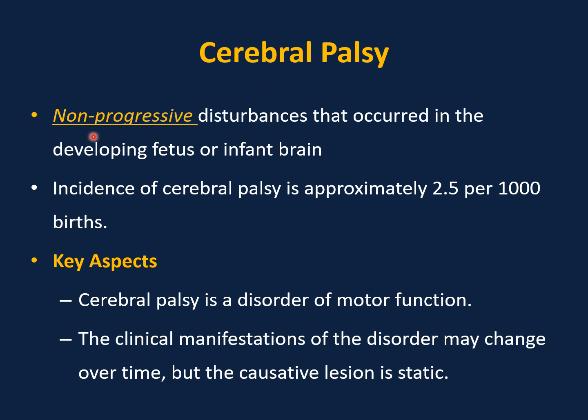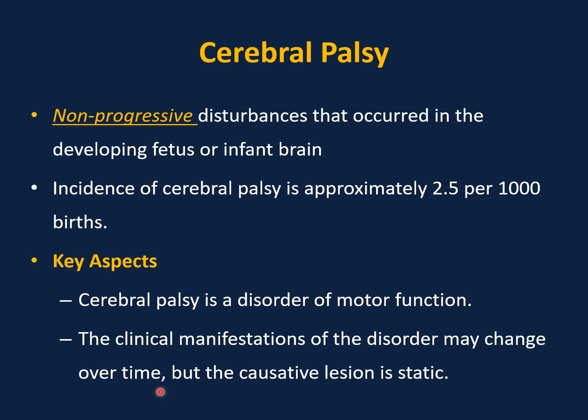Definition of cerebral palsy: it is non-progressive. This is a very important word to keep in mind. It is a non-progressive disturbance that occurred in the developing fetus or infant's brain. The incidence of cerebral palsy is common, 2.5 per 1,000 births. The key aspect of cerebral palsy is a disorder of motor function, not sensory. It is just motor function, not sensory. The clinical manifestation of the disorder may change over time.